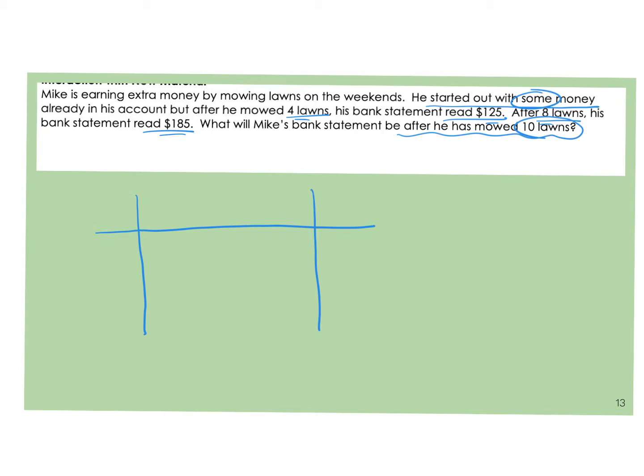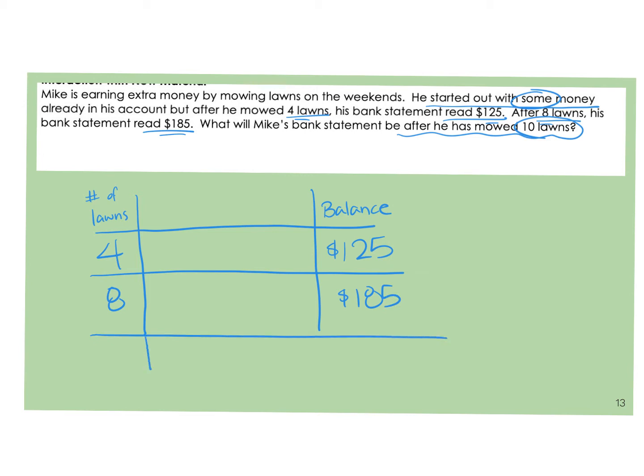So my x value, what I'm in control of, is how many lawns I mow. So that's the number of lawns. And then the dependent variable, the y, is the balance. So how much money he has depends on how many lawns he mows. So we're going to fill in what they gave us. They gave us 4 and 125. And then they gave us 8, 185. And they want us to figure out 10.